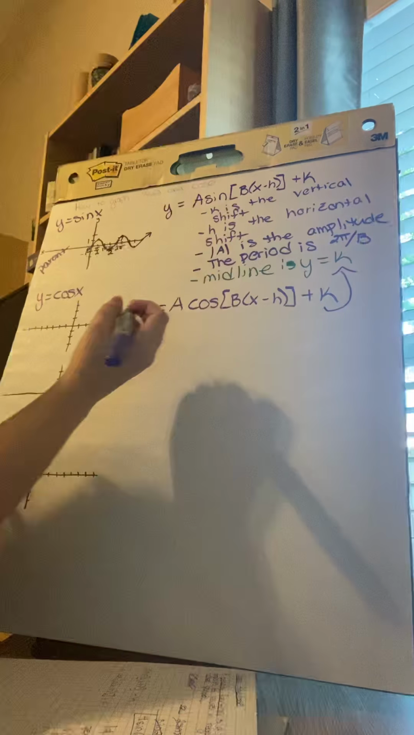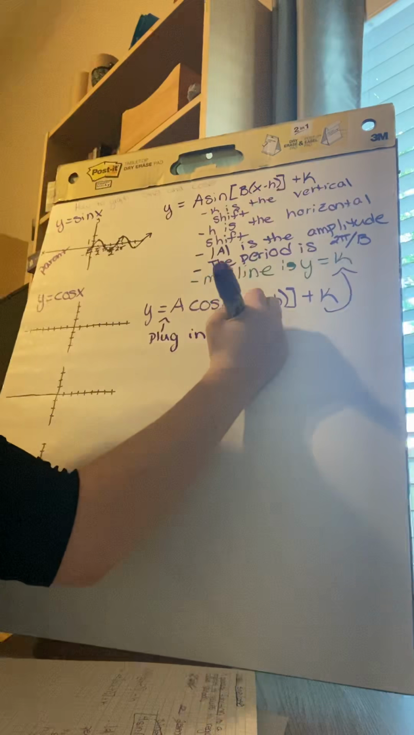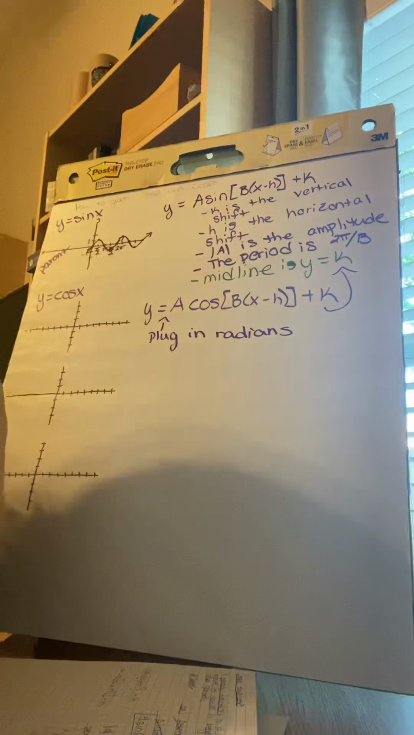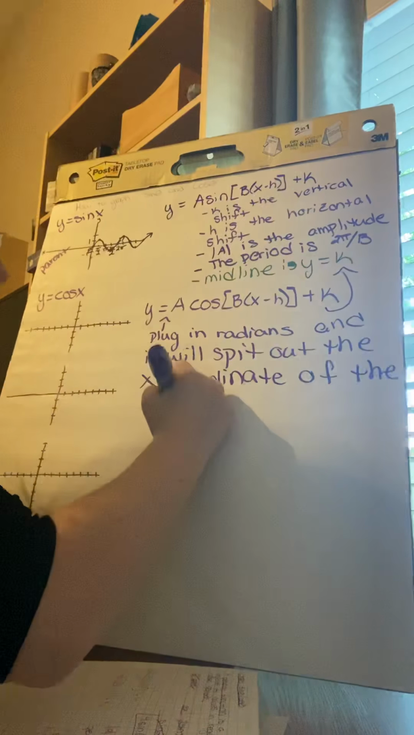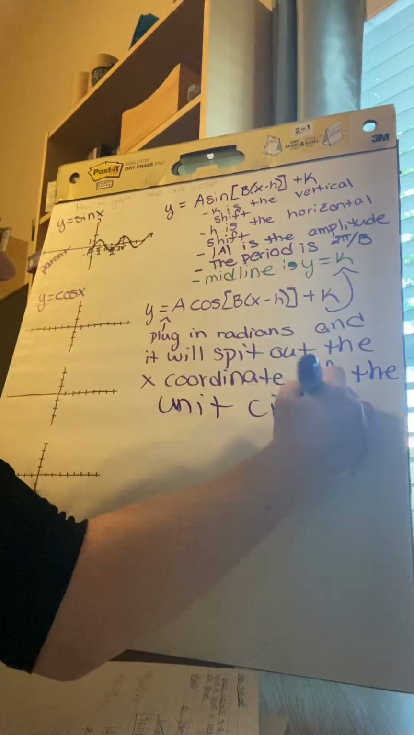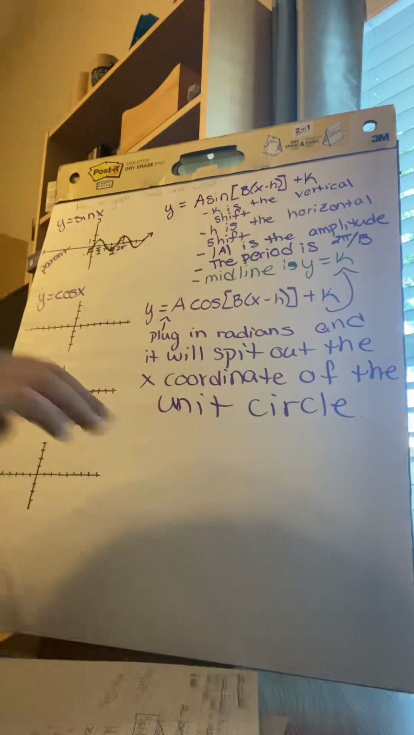All right, so for this one, you're going to plug in radians, and it will spit out the x coordinate of the unit circle. And the sine will spit out the y. Okay, it's very simple. We've actually technically already done one of these, so that makes life a little bit easier.